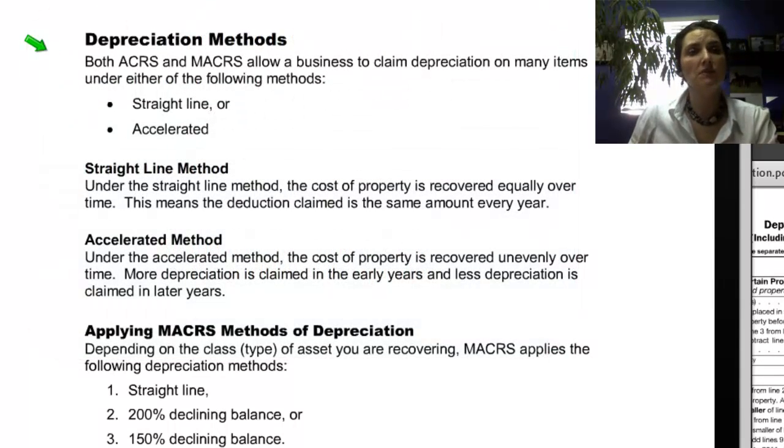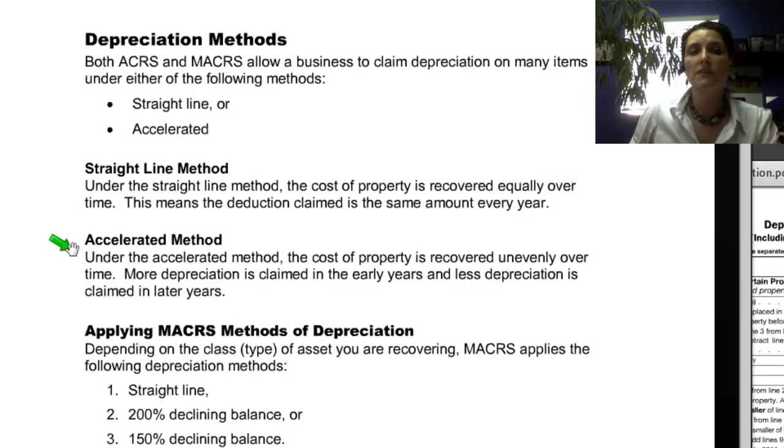Now we go on to depreciation methods. Both ACRS and MACRS allow a business to claim depreciation on many items under either of the following methods: straight line or accelerated. Under the straight line method, the cost of property is recovered equally over time. This means the deduction claimed is the same amount every year. Under the accelerated method, the cost of property is recovered unevenly over time.